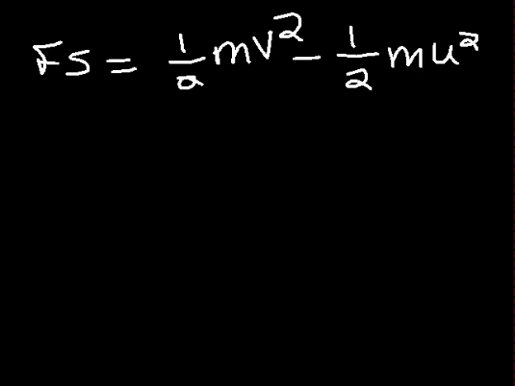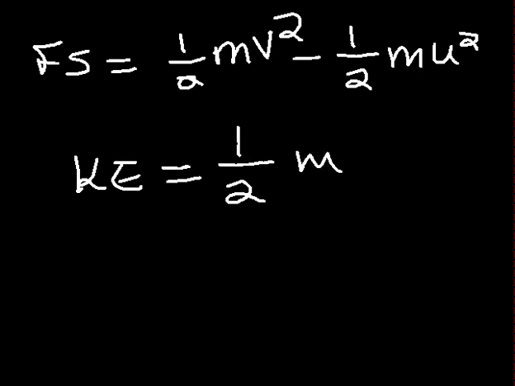Now we have fs, which is the force times distance, given as half mv square minus half mu square, of which fs corresponds to the work done. And what is this work done? This work done corresponds to the motion of the object. Now this is what we call the kinetic energy, the energy due to the motion of the object, which is given as half mv square.